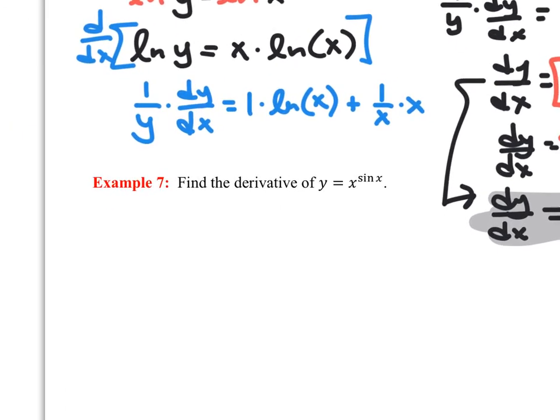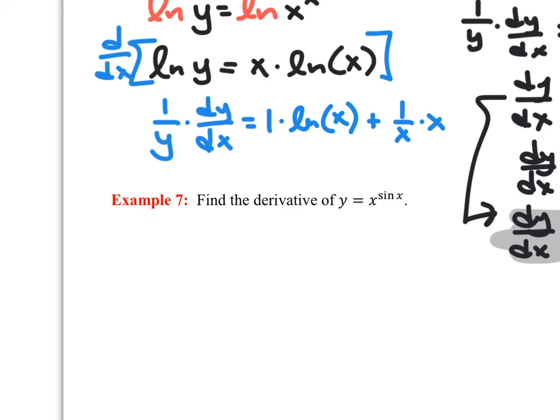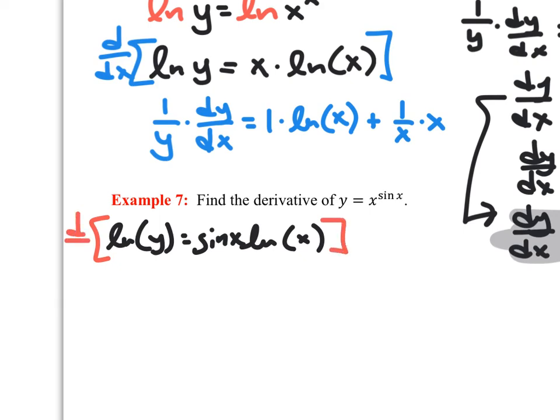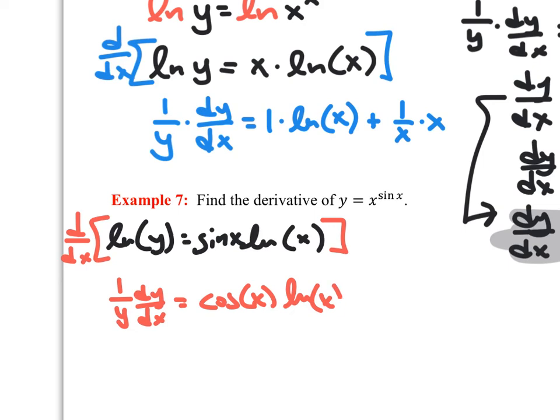Okay, and the second one, what I would do is take the natural log of both sides. So that's the natural log of y. And taking the natural log of x to the sine x allows me to bring sine x down in front. And then I differentiate implicitly. So again, I get 1 over y dy dx. And that's equal to, again, the product rule. So the derivative of sine x is cosine x plus sine x times the derivative of natural log of x, which is 1 over x.